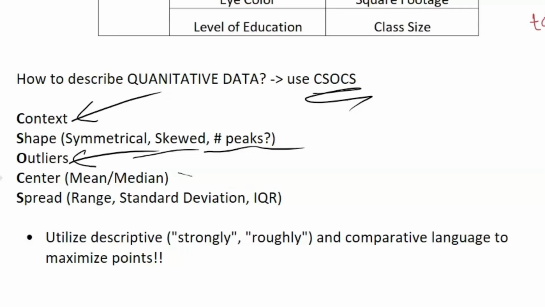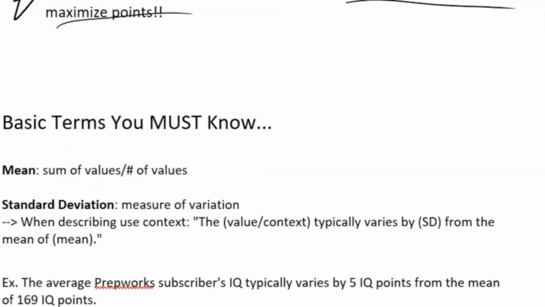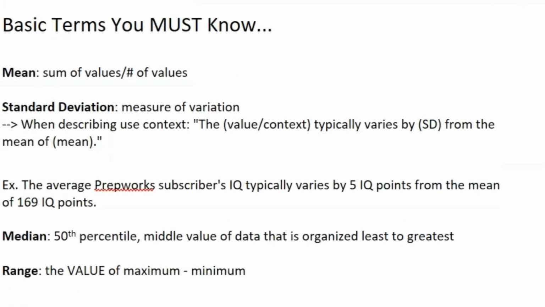You have your center, right? So look at your mean or your median. You have spread, right? That's just range, your standard deviation, and your IQR. And then here's a little tip when you are describing the data: utilize descriptive language like strongly, roughly, like roughly symmetrical and all that. And also use comparative language to maximize the number of points you can get on the exam.